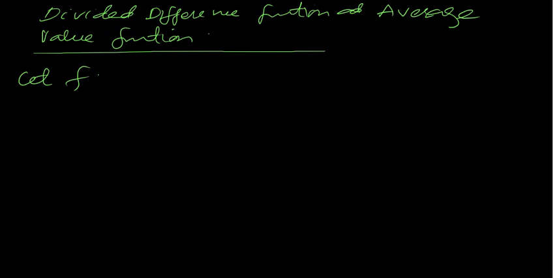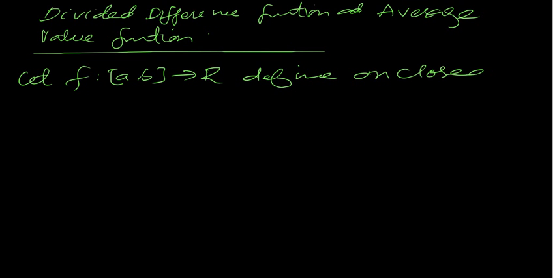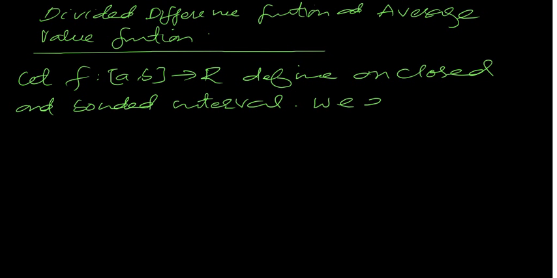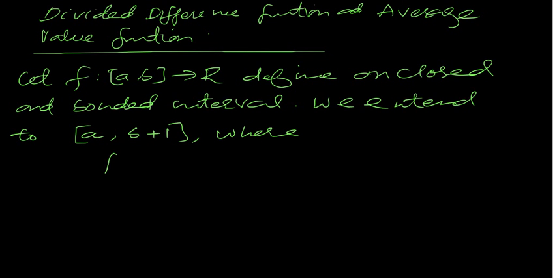Let f be a function defined on the closed and bounded interval [a, b]. This is the given function. We extend f to the interval [a, b+1], where f of x is equal to f of b for b less than or equal to x. Its value at b is f of b, because it is defined there.